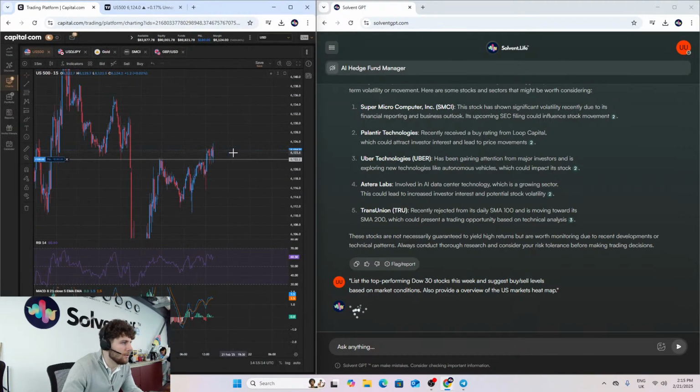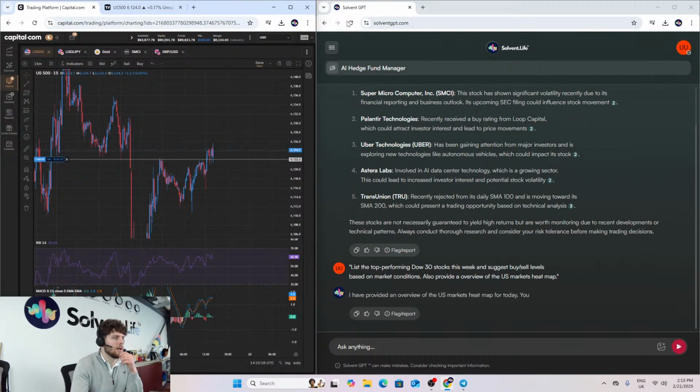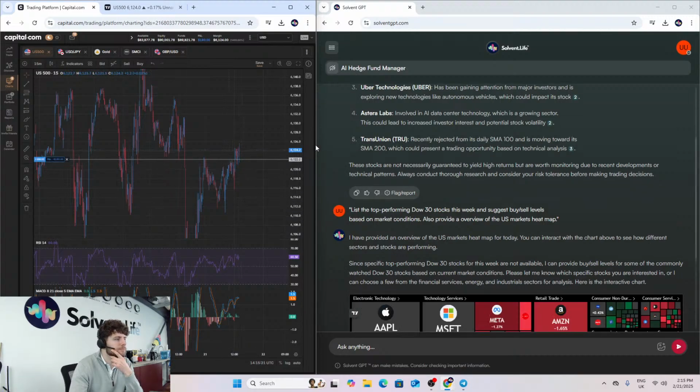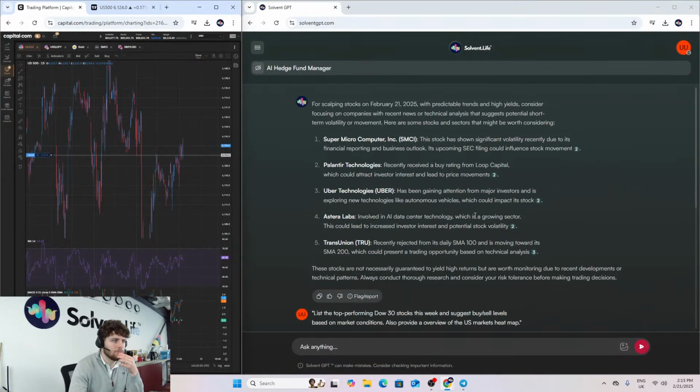Fantastic. So we're currently up around $180. After this options trade, we will think about potentially closing. So here we have Super Micro Computer, one we were just looking at. We have Palantir, recently received a buy rating from Loop Capital, which could attract investor interest and lead to price movements. We have Uber Technologies. Uber, always a strong pick and a strong options trade.